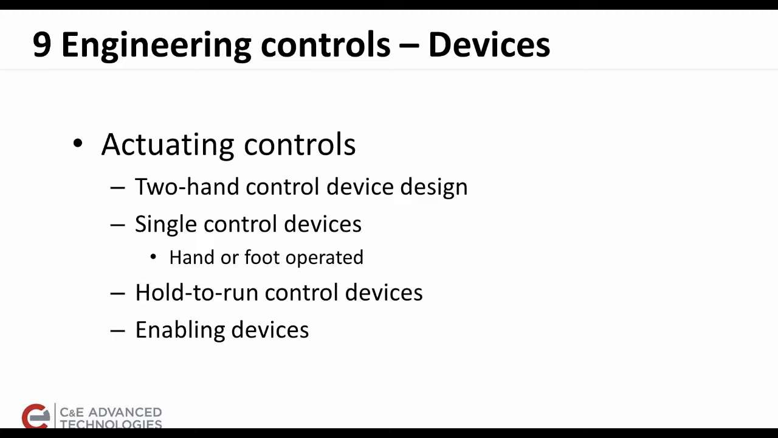The difference between hold-to-run and enabling is that hold-to-run is an operator that will allow the hazard to be initiated while the hold-to-run is being operated. The enabling device is an enabling function which allows other devices to function.